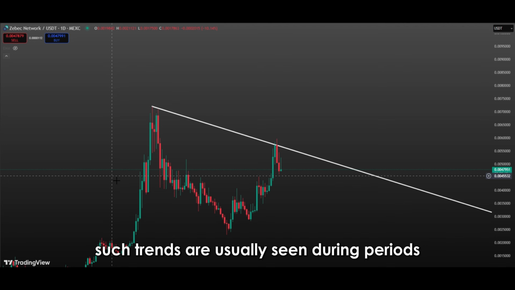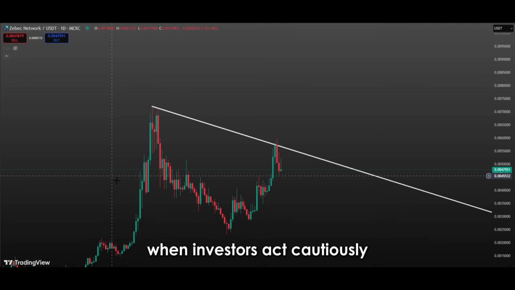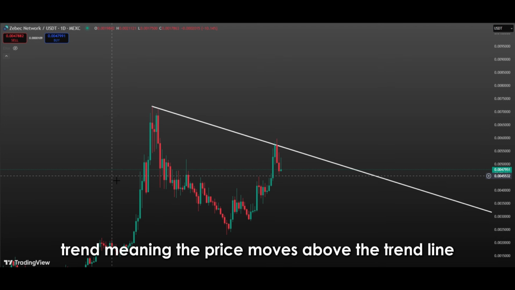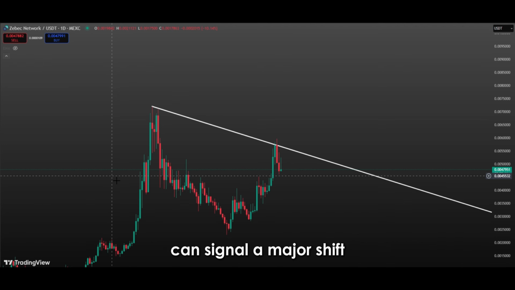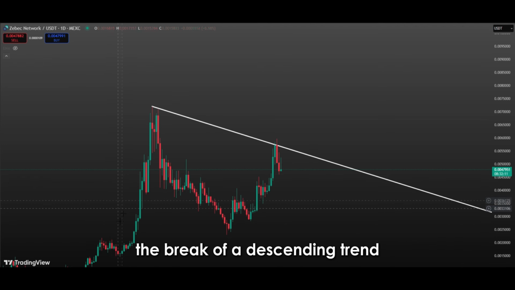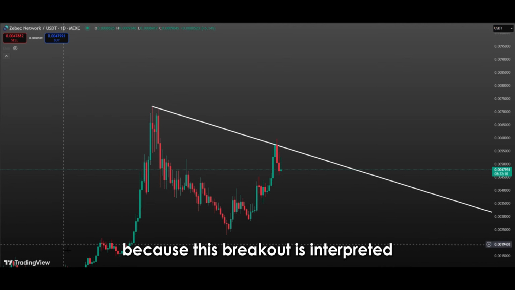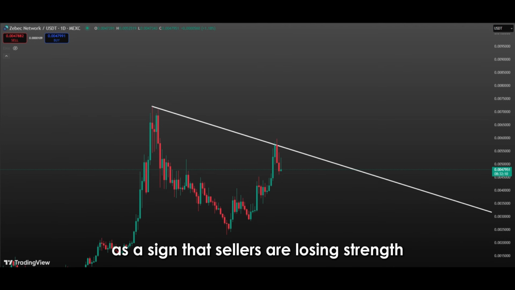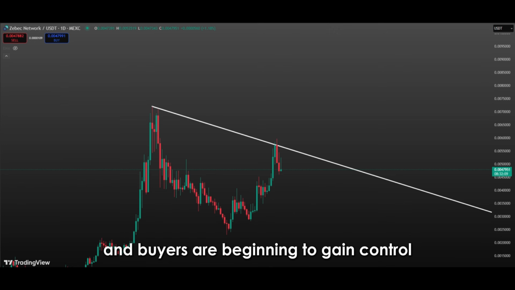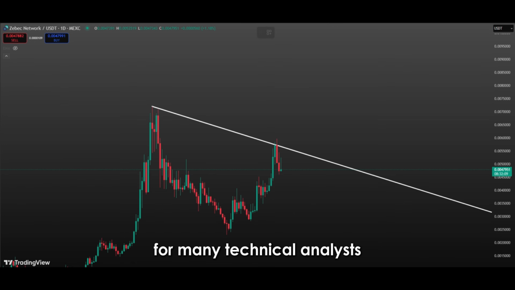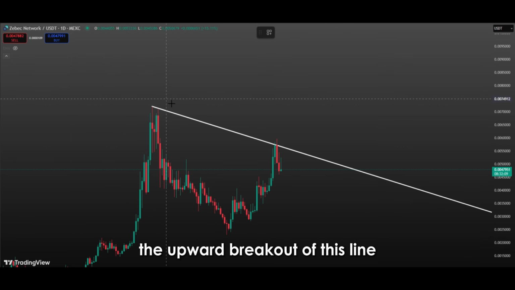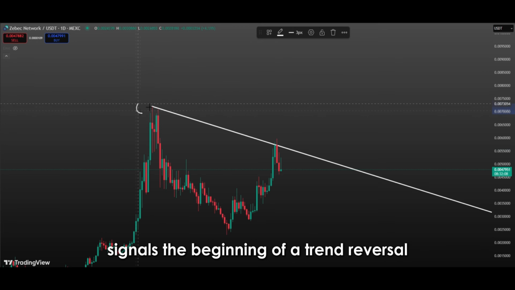Such trends are usually seen during periods when investors act cautiously and market sentiment is negative. However, the break of this descending trend, meaning the price moves above the trend line, can signal a major shift. The break of a descending trend often sparks hope among investors, because this breakout is interpreted as a sign that sellers are losing strength and buyers are beginning to gain control. For many technical analysts, the upward breakout of this line signals the beginning of a trend reversal.